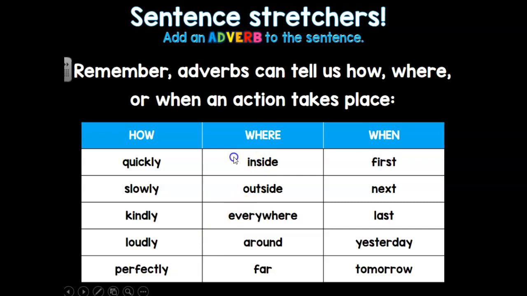Where is going to tell you a location: inside, outside, everywhere, around, far. When is going to tell you a time: first, next, last, yesterday, could be today, tomorrow. All right, so let's look at some sentences and stretch our sentence by adding an adverb to tell how, where, or when the action takes place.